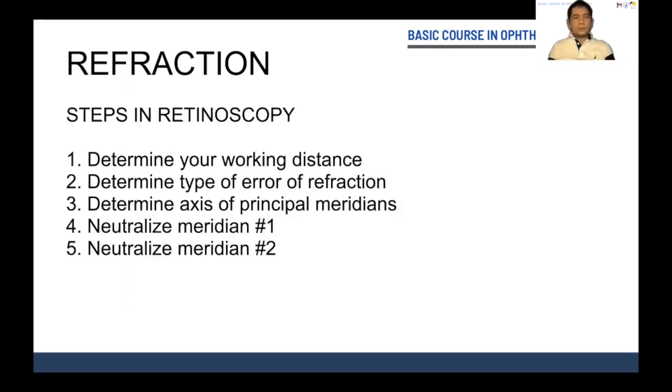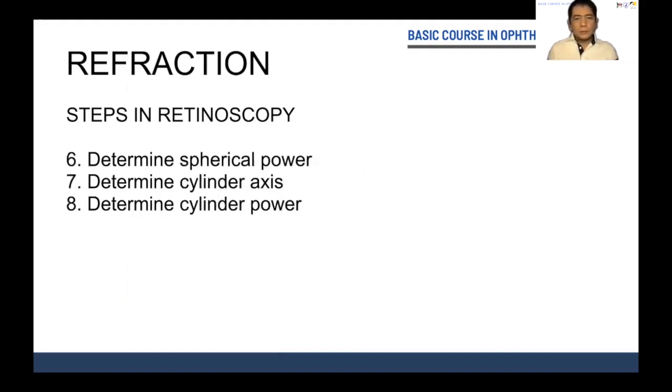All right, let's begin retinoscopy step by step. Number one, determine your working distance. Number two, determine the type of error of refraction. Number three, determine the axis of principal meridians. Number four, you neutralize meridian 1 first. Number 5, you neutralize meridian 2. Number 6, you determine the spherical power, then the cylinder axis, and lastly, the cylinder power.